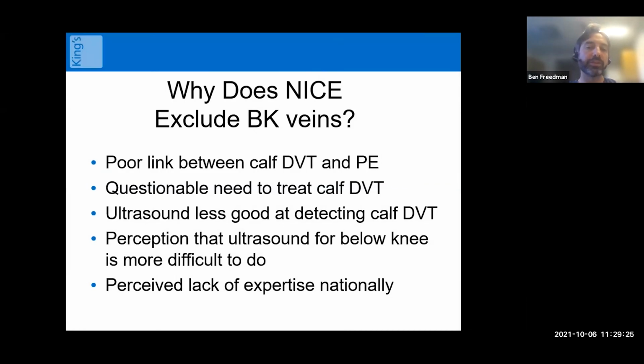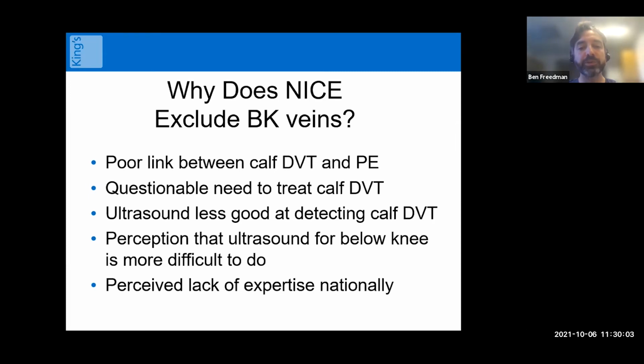So why is it that the NICE guidance doesn't include imaging of the below-knee veins? I think there's a few key points. One, and probably most importantly, is that there's a very poor link between calf vein DVT and it progressing on to cause clinically significant pulmonary embolism. So therefore, there's a questionable need to treat calf vein DVT. And if we're not going to need to treat it, then why should we spend our time looking for it, is the argument. There's another point which says that ultrasound is less sensitive for the detection of calf vein DVT.